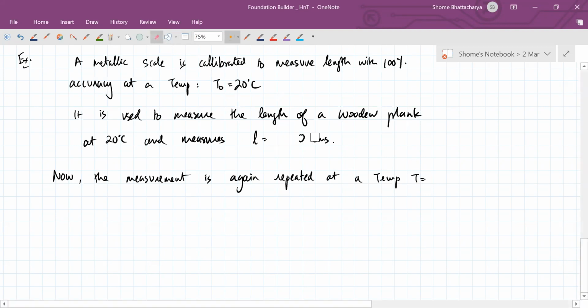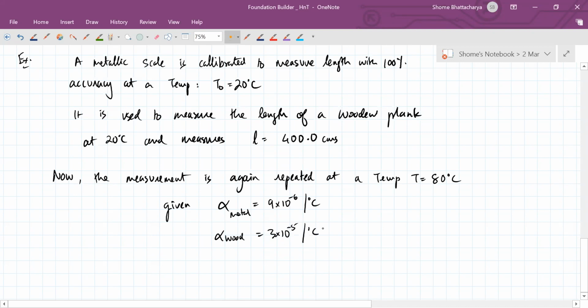just a minute, we'll make this 400 centimeters. So at a temperature of 80 degrees C. Okay. So given that alpha for the metal is suppose 9 into 10 raised power minus 6 per degree C, and alpha for wood is equal to 3 into 10 raised power minus 5 per degree C.